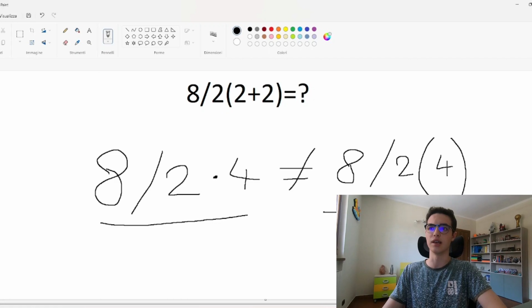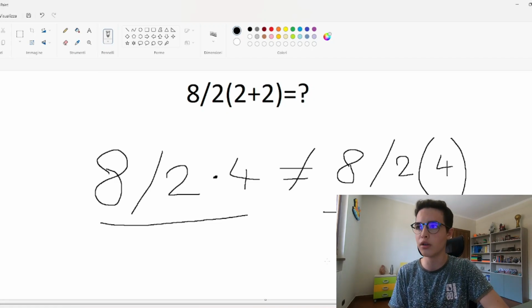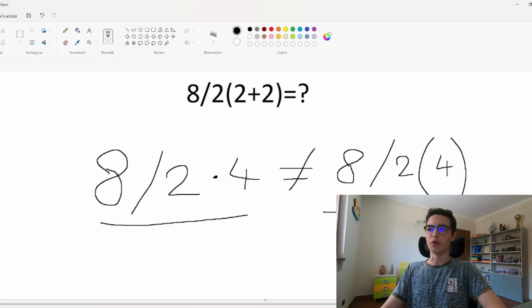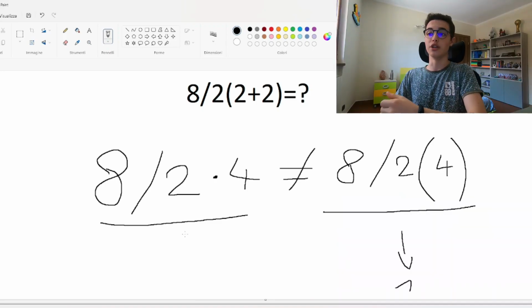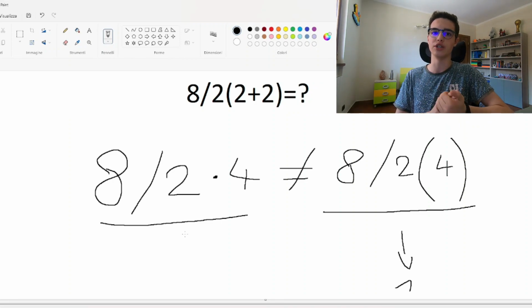Well, then you might say, okay, because of PEDMAS or BEDMAS, call it whatever you want, you're gonna solve this equation with the brackets and then divide 8 and 8, which obviously is gonna result in 1. But actually, it's not something about PEDMAS, but it's all about how you write the equation, and I'm gonna show you why.